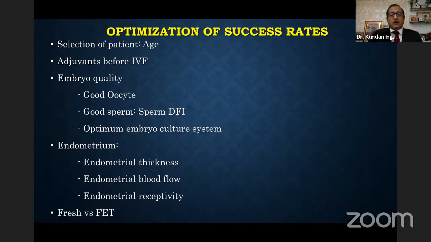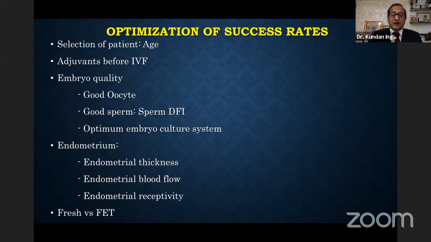When it comes to optimization of the success rate of IVF, my talk is going to summarize these particular points. Selection of patient, starting from the age of the patient. Then there are certain adjuvants which we will be discussing today, which we can prescribe before IVF to improve gamete quality. Then comes the embryo quality. We know that embryo quality depends on oocyte as well as sperm quality. So we'll discuss different strategies for improving oocyte quality and sperm quality.